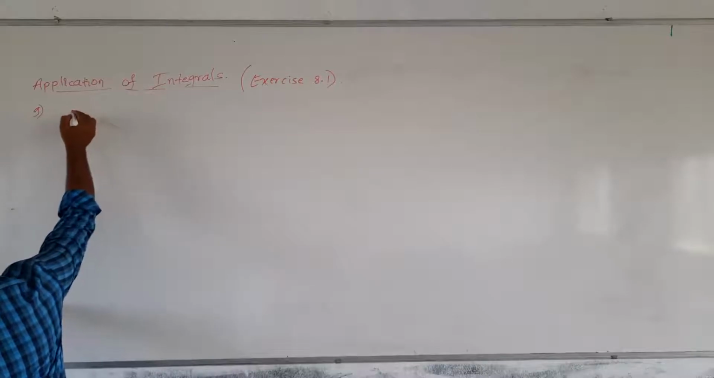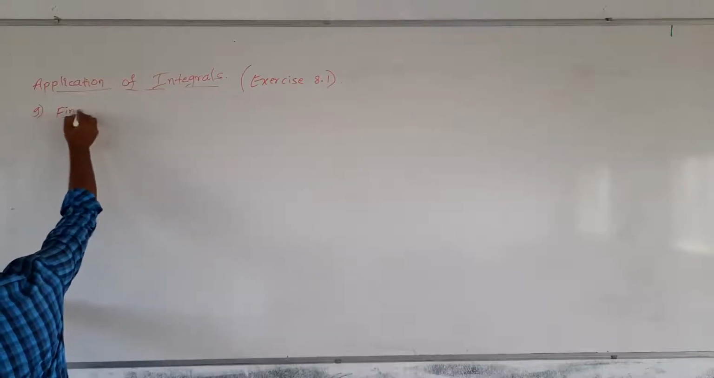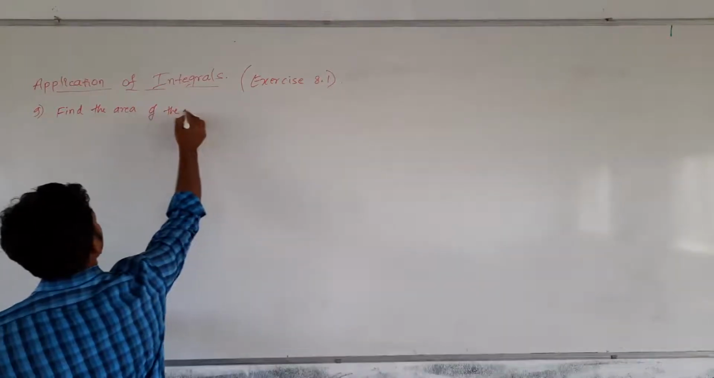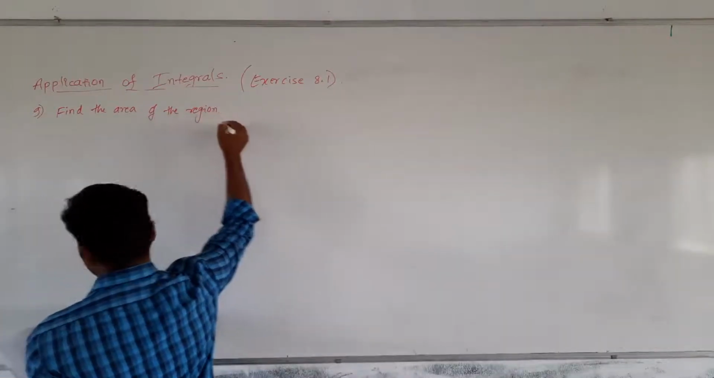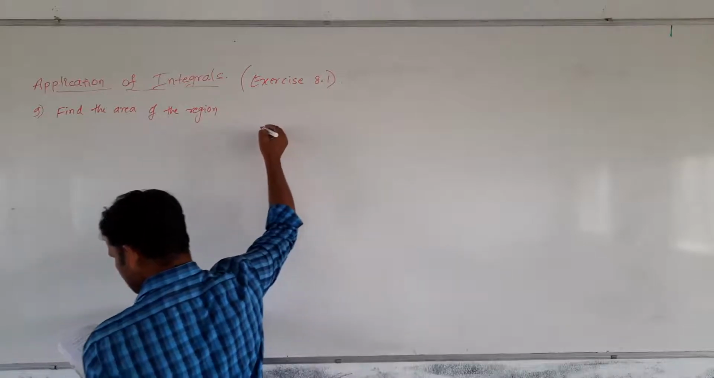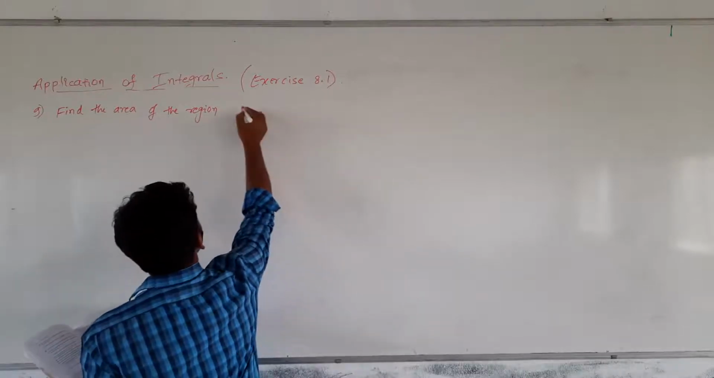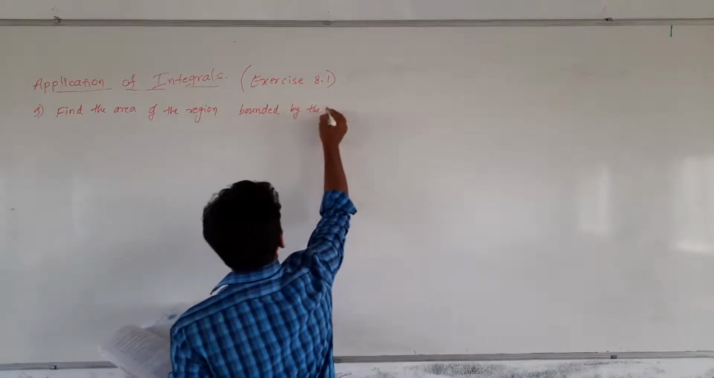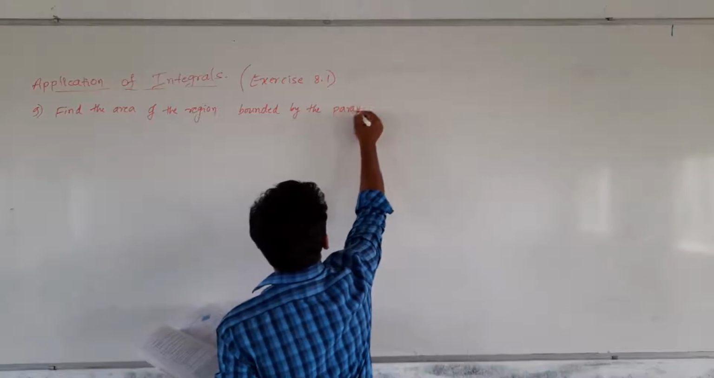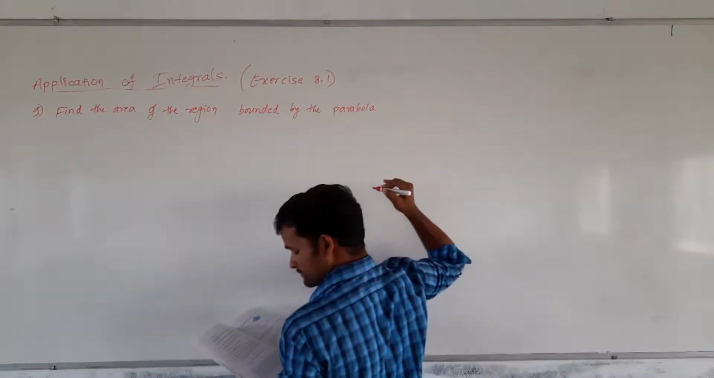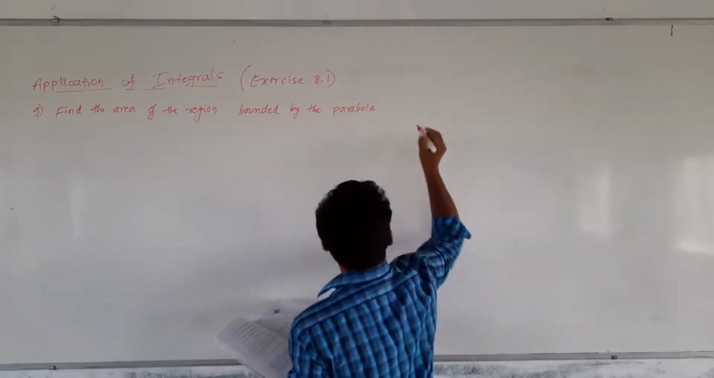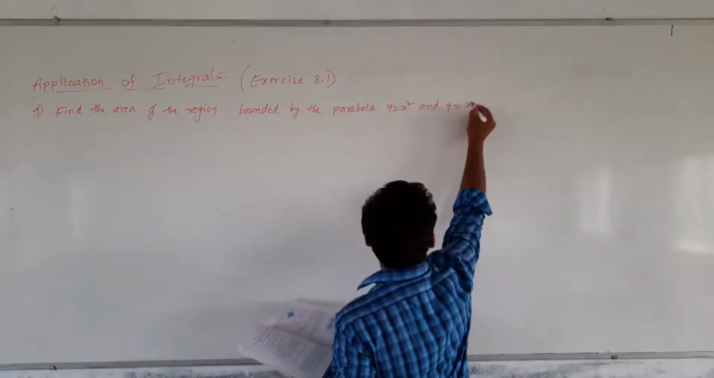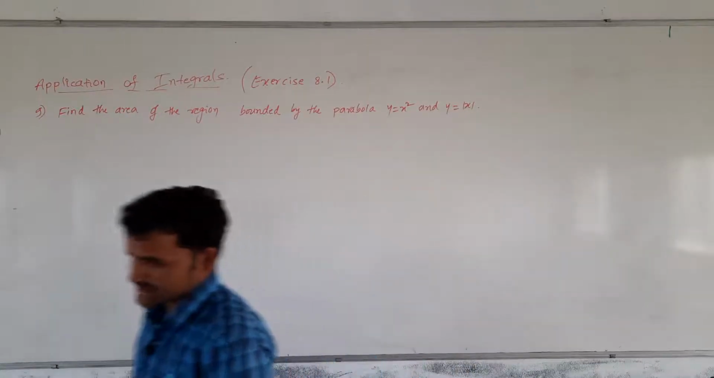Question number 9 is, find the area of the region bounded by the parabola y is equal to x square and y is equal to modulus of x.